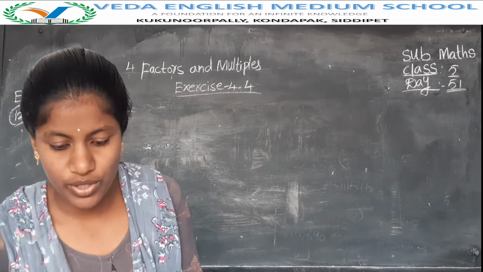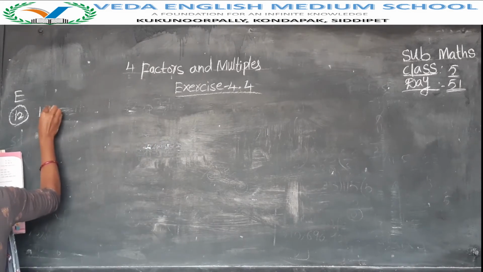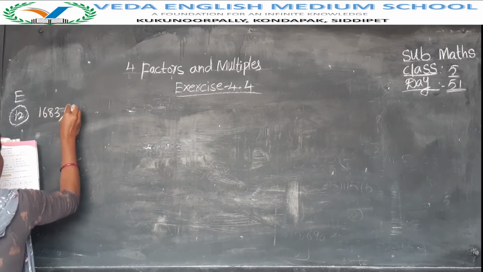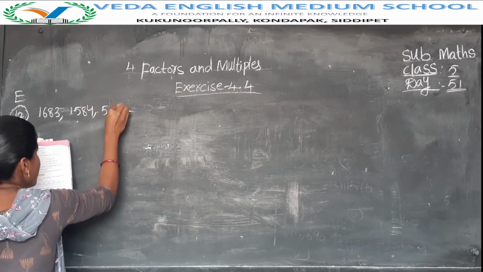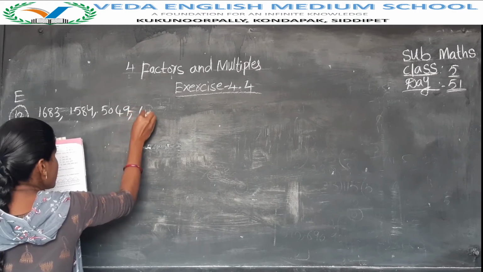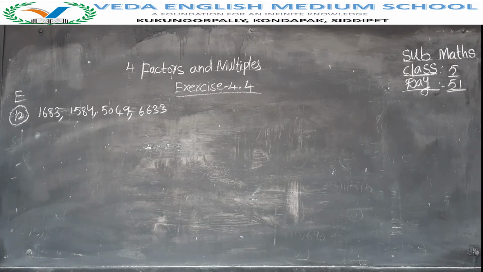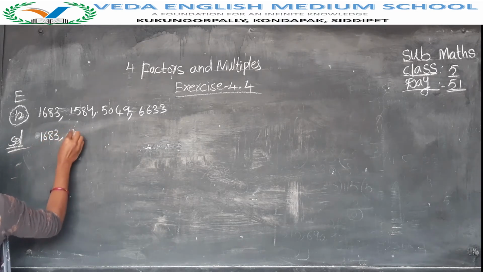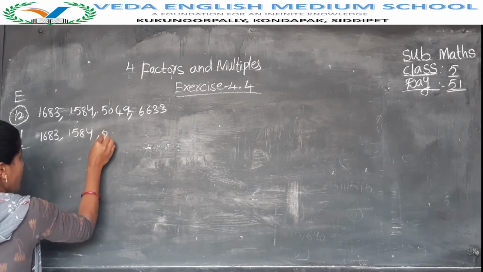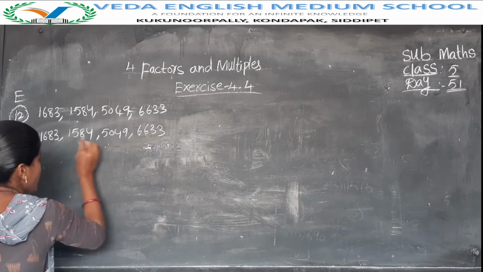Question: 1683, 1584, 5049, 6633. Then we have to find the HCF of these numbers. So how to find the HCF? First of all, we have to choose any two numbers. Choose any two. 1683, 1584, 5049, 6633. So I will take these two.